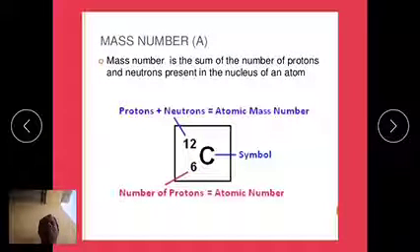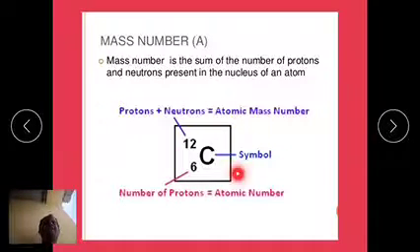Mass number. The mass number is the sum of the number of protons and neutrons present in the nucleus of an atom. Generally, it is denoted as capital A. This definition can be written like this: protons plus neutrons is equal to the mass number.